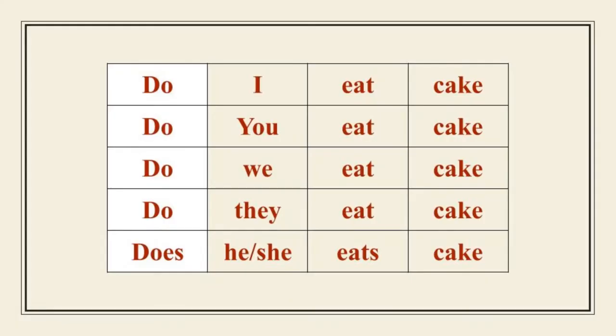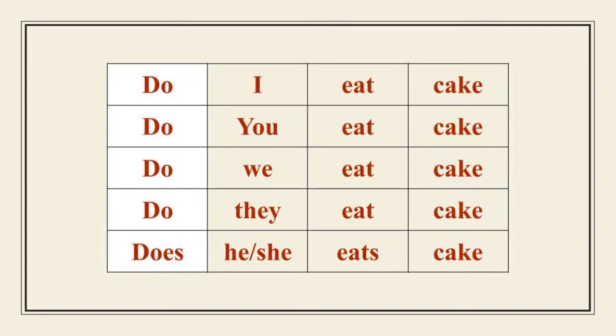Okay students, let us see examples for interrogative sentences. Here also a tabular column is given. It is separated into four columns. The first column is do or does, the auxiliary verb, and the next column is the subject column, and the next column is the verb column, and the last one is the object column. Already I said in the previous slides, for first person and second person we should use do. For third person singular we should use does.